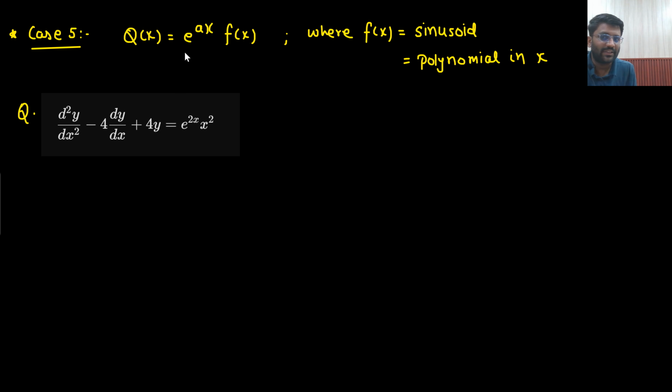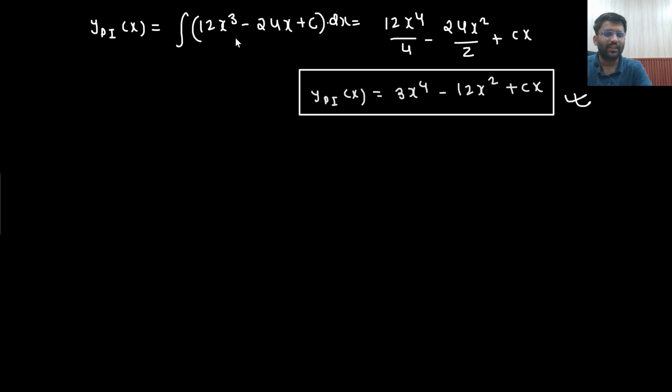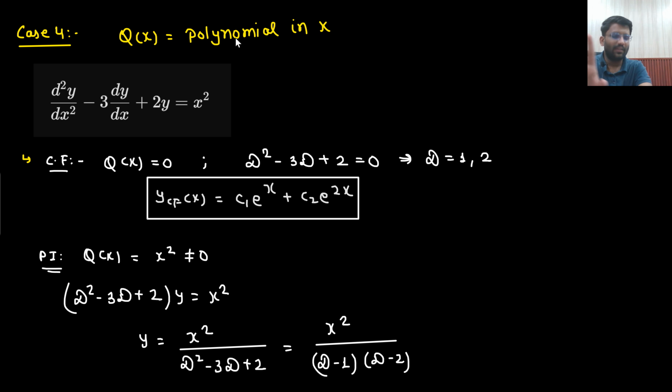E to the power ax multiplied with f of x. It is a very specific case. So till this point we have seen 4 cases. First one was e to the power ax plus b, very important. Second one was constant, very important. Third one was sin ax plus b, very important. The initial 3 cases were very important. Now this 4th case, 1 or 2 questions have been asked, not very important.